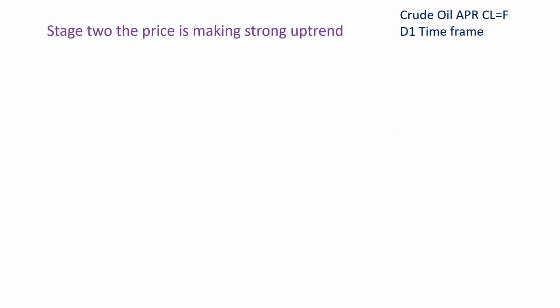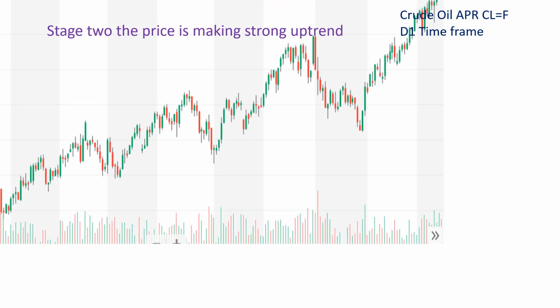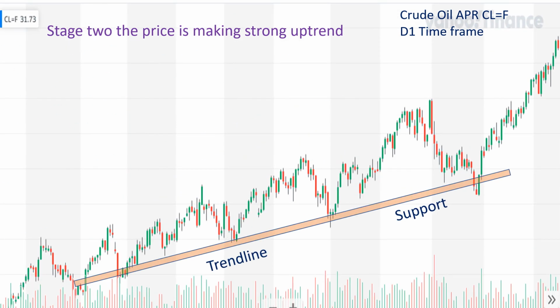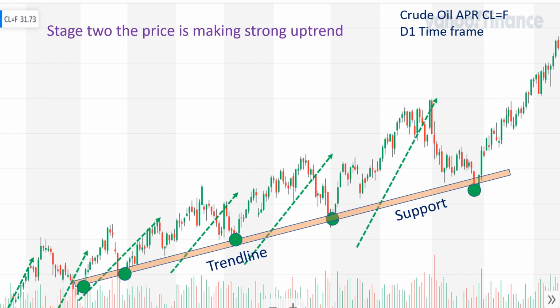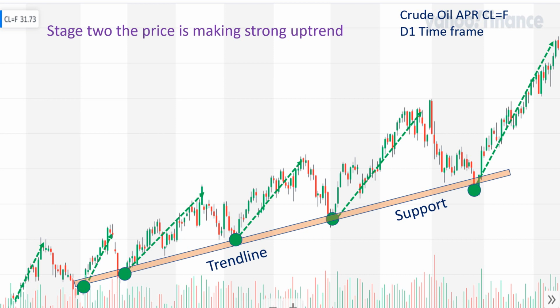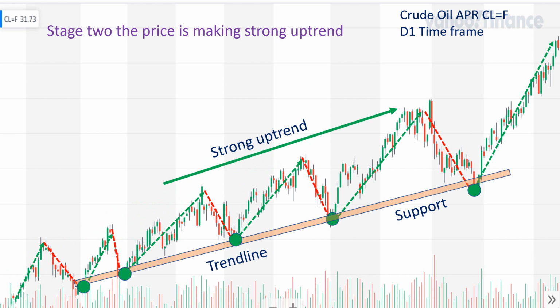Stage 2, the price is making a strong uptrend. This is the price trend and this is the trend line that is considered as support. That's the number of touches. The trend is making higher high and higher low. This is the second stage where the price is trending strongly by swinging higher high and higher low.